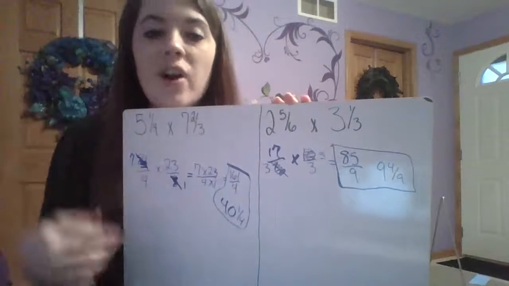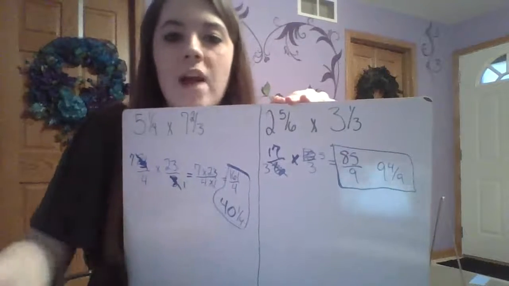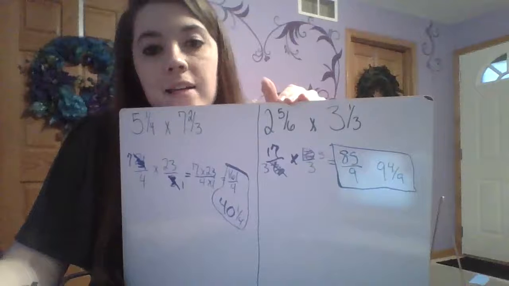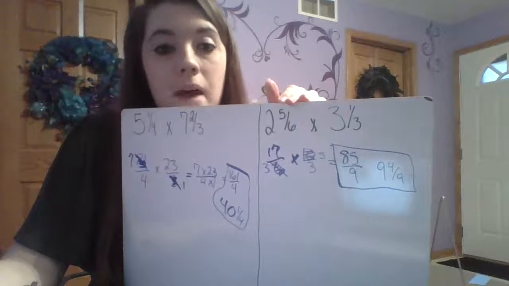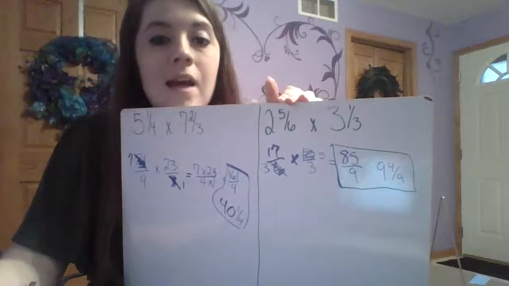So after you convert, then it looks just like what we were doing before. We're just multiplying our fractions together and then simplifying it down if we can. So keep that in mind. Like I said, keyword is improper fractions.